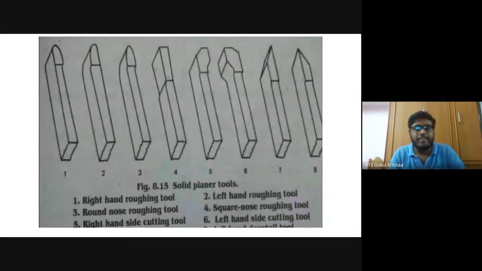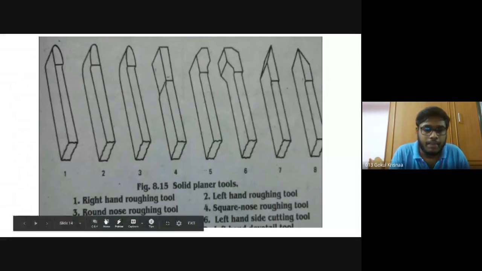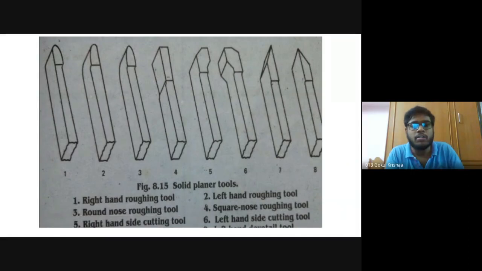You can see the various tools used in this planing machine. The first one is the right hand roughing tool. The second one is the left hand roughing tool, and we also have this third tool as the round nose roughing tool, and the fourth one is the square nose roughing tool, and we have various other tools also.